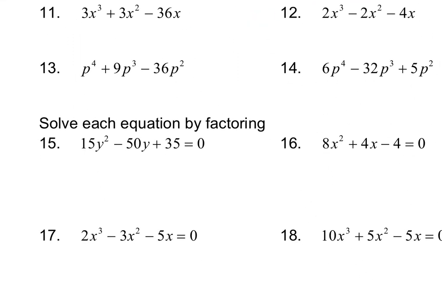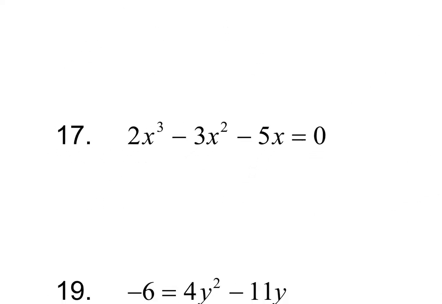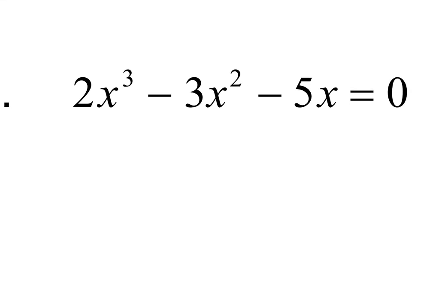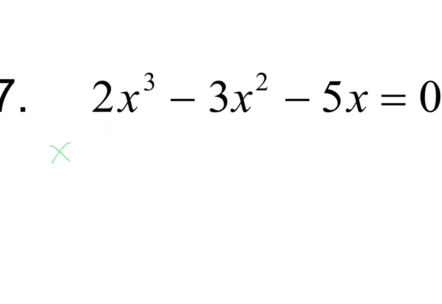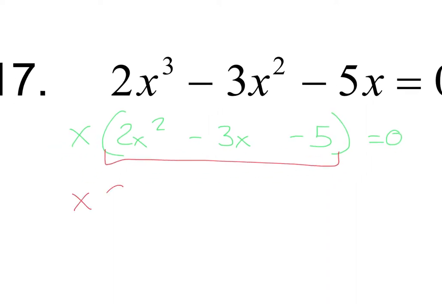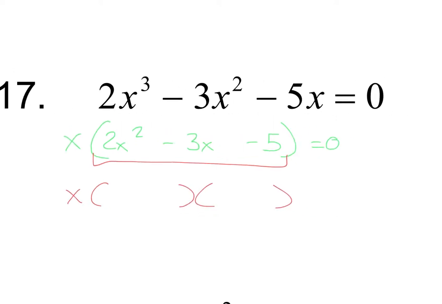Okay. So let me bring us down here to number 17, where our greatest common factor is an x. And I know that because if you look at all three of those terms, they all had an x to give. So that then leaves us with 2x squared minus 3x minus 5. So this is what I'm going to factor. The x is already there. I'm going to use my box method here.